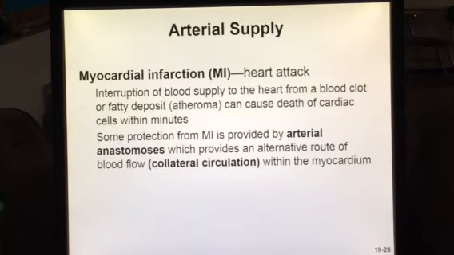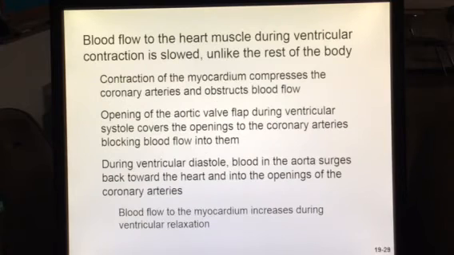Sometimes you can talk about an alternate route of blood flow within the myocardium, but most of the time, if you have a heart attack, there's been some kind of interruption. This just talks about specifically if the blood flow to the heart muscle is slowed during the ventricular contraction.